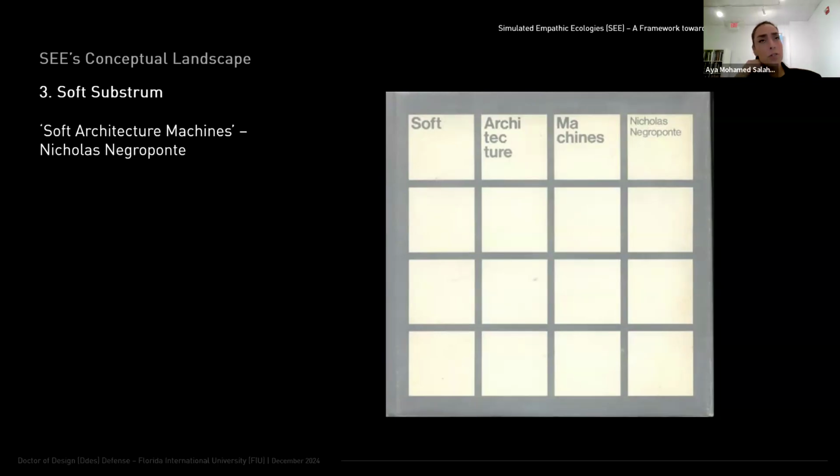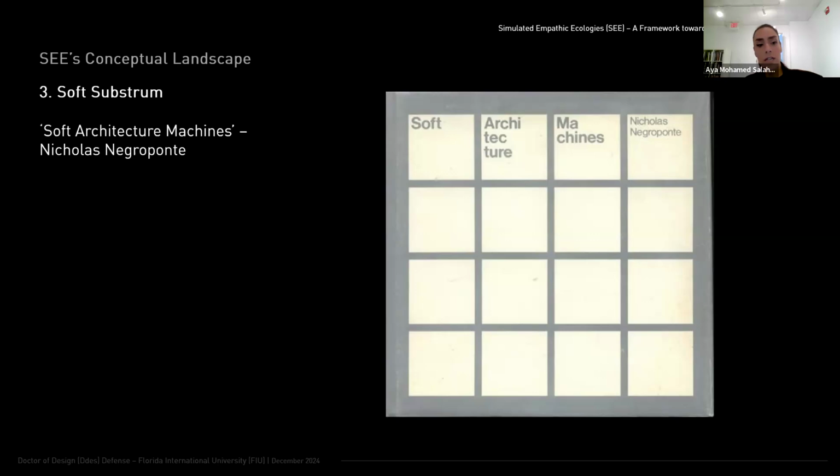So with soft substrate, in digging into that layer, I talk about softness in terms of material pliability, as well as the concept of softness in terms of fluid thinking. Here in the Soft Architecture Machines book by Nicholas Negroponte, he articulated softness as this fluid dialogue between human and machines, and how we go about designing our spaces and our interaction with the machines that help us create these spaces.